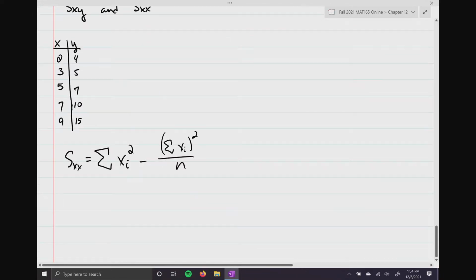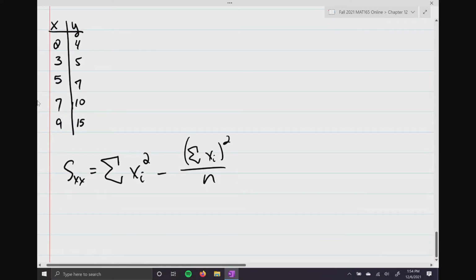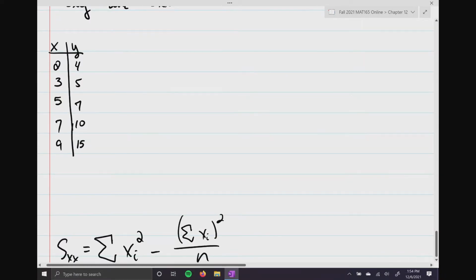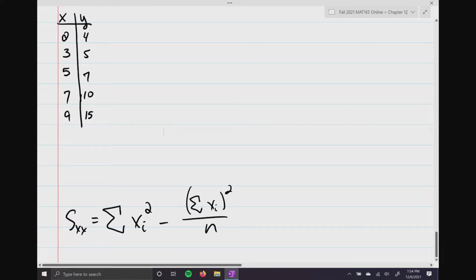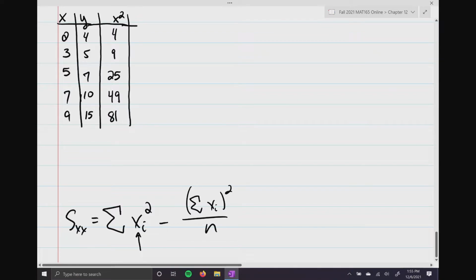All right, there we go. So we got our formula. Let's move this down a little bit. All right, so if we look at this formula, we need to find all the x squared values first and add them up. So I'm going to create a new column, and I'm going to write x squared. Now I'm going to square all of my x values. 2 squared is 4. 3 squared is 9. 5 squared is 25. 7 squared is 49. And then 9 squared is 81.